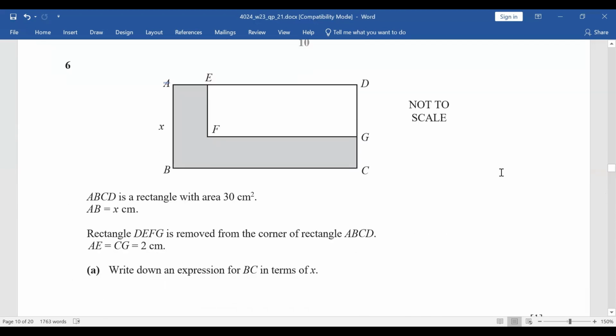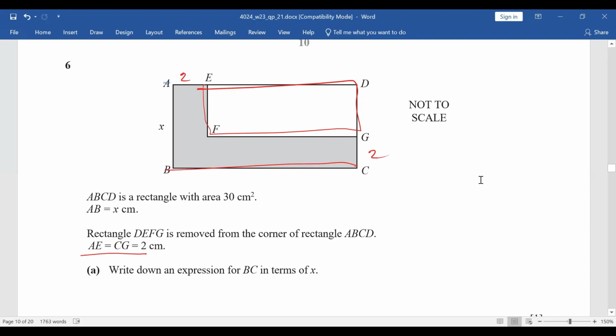ABCD is a rectangle with area 30 centimeters squared. AB equals x centimeters. Rectangle DEFG is removed from the corner of the rectangle ABCD, given that AE equals CG equals 2 centimeters. Write down an expression for BC in terms of x.